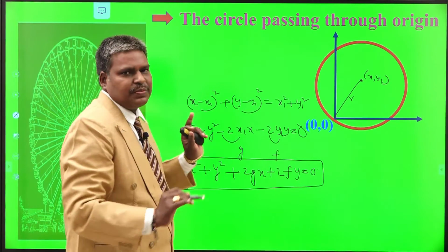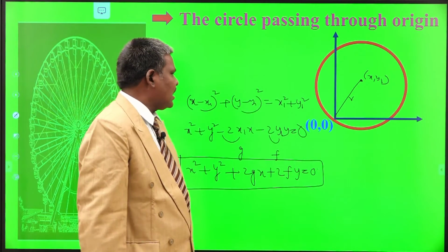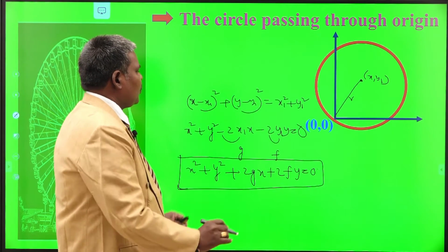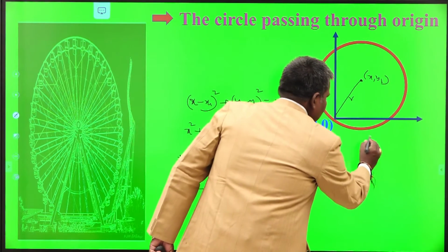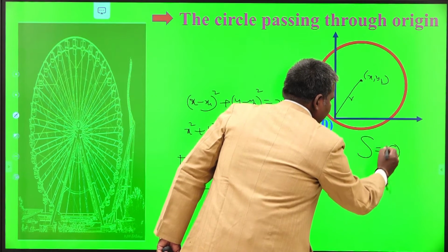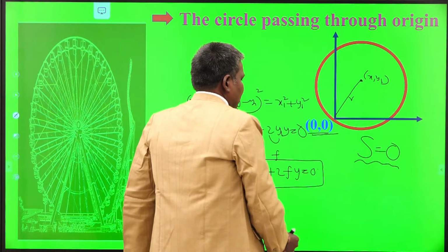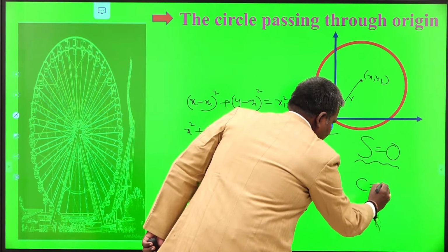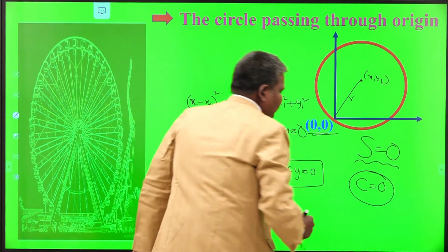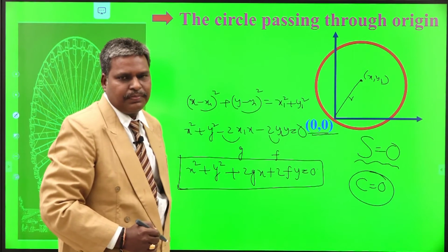Simply your c is absent. Your constant is absent in this case. Suppose your circle S is equal to 0. That is the standard equation of circle. Passing through origin, immediately your constant value becomes 0. Your c is equal to 0.